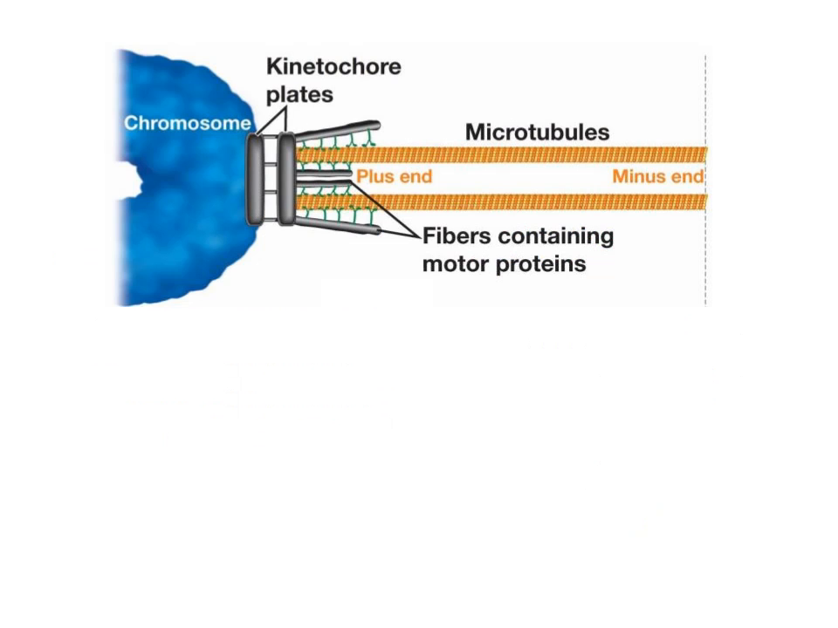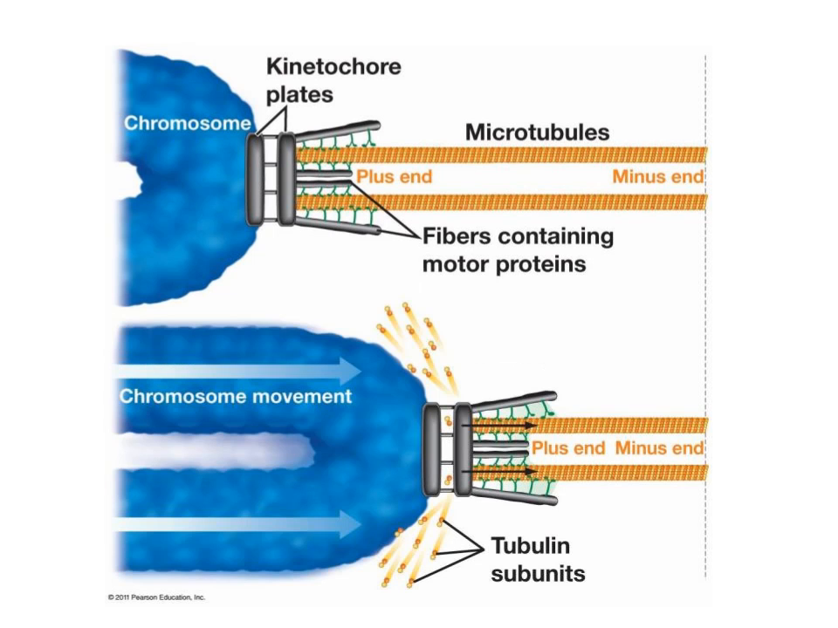As you can see in this diagram, the sister chromatid is connected to the spindle microtubule at the kinetochore. If you remember, microtubules have different ends, a plus end and a minus end. The microtubule shortens because the tubulin subunits of the microtubule disassemble at the plus end. The microtubule as a whole remains attached to the kinetochore, so the chromatids are pulled towards the pole as the spindle shortens.